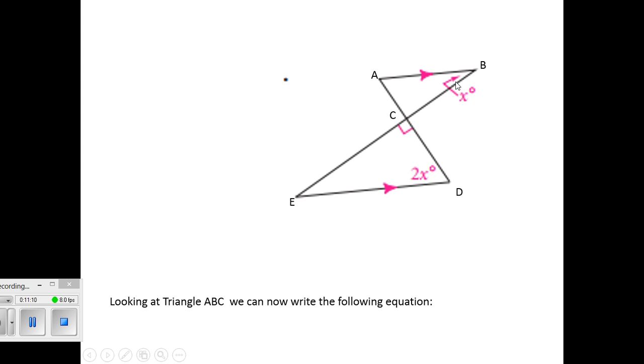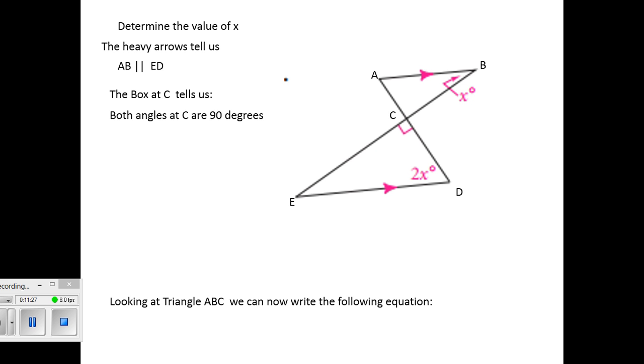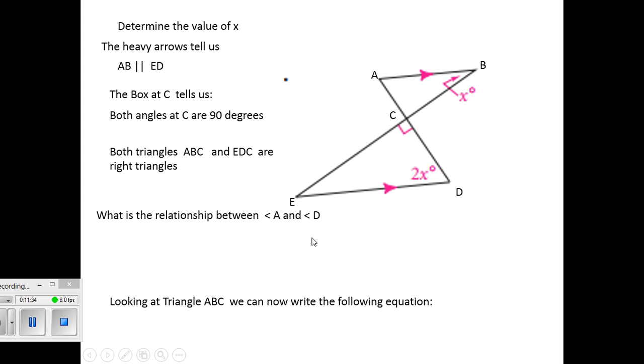So that being the case, what do you think? If this angle is X at B, what about this angle at E? Are they not alternate interior? Yes. So let's look at what we do. The heavy arrows tell us that we have parallels, and the box at C tells us we have a right angle, 90 degrees. Both triangles are right triangles. The relationship between angle A and D must be that they're equal.